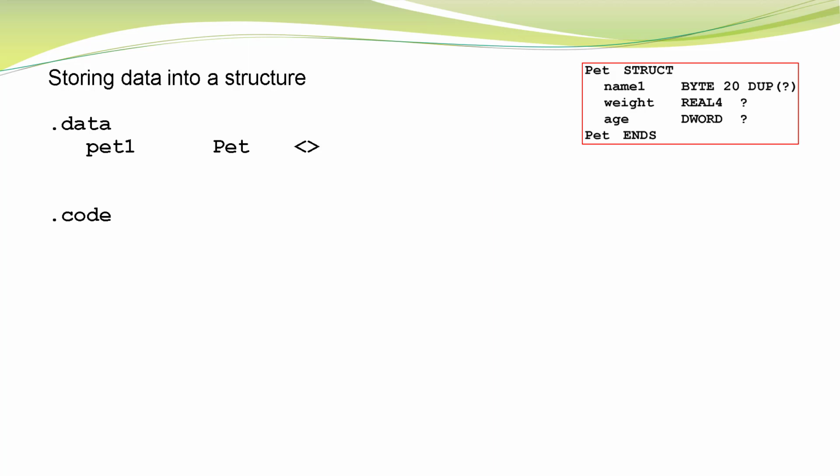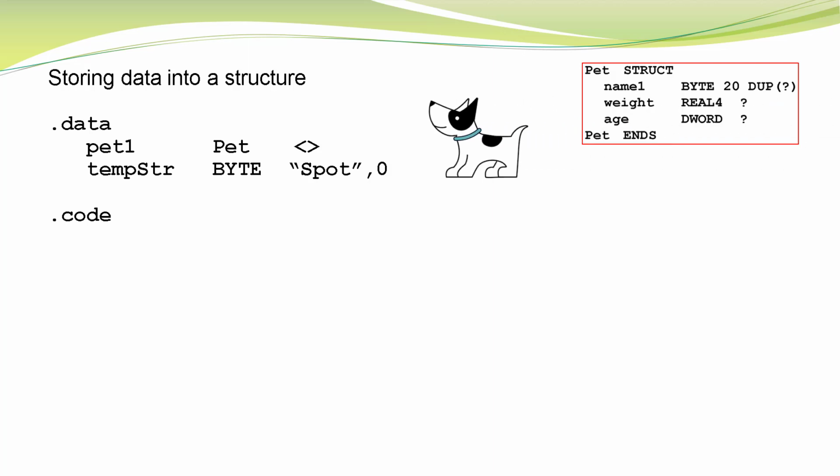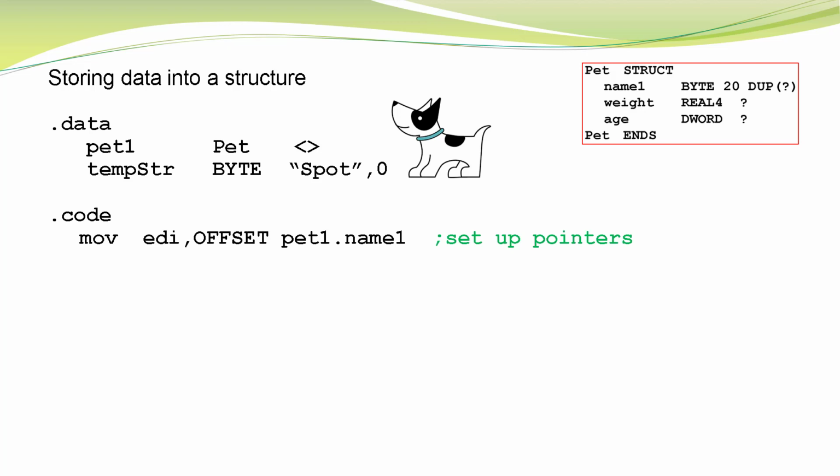Here's a simple example. I'm using the pet structure from the part 1 video, and I'm declaring a variable named pet1 of that type. Since our pattern has no default values, pet1 contains all junk. I'm also declaring a character array to copy a name into the name1 field. I'm going to use the string primitive instructions to put the name into the structure variable. So I set up my destination pointer, but I'm not pointing the destination register at the pet1 variable. Instead, I'm pointing it to the name1 field inside that variable. And to do that, I'm making use of the dot operator, which says, go to this field.